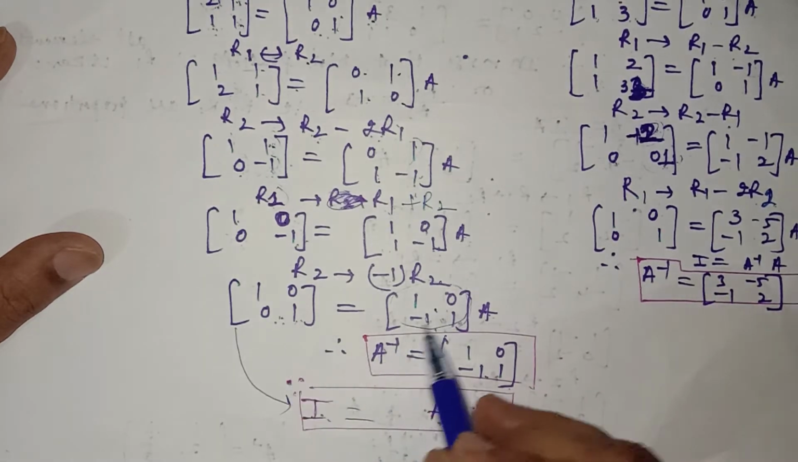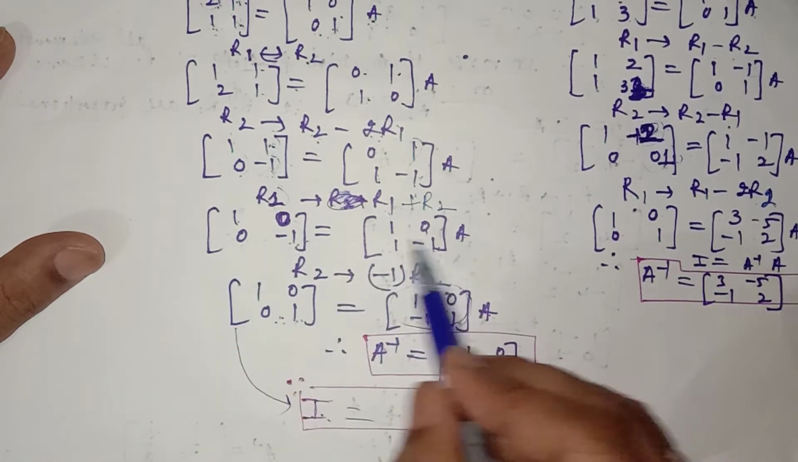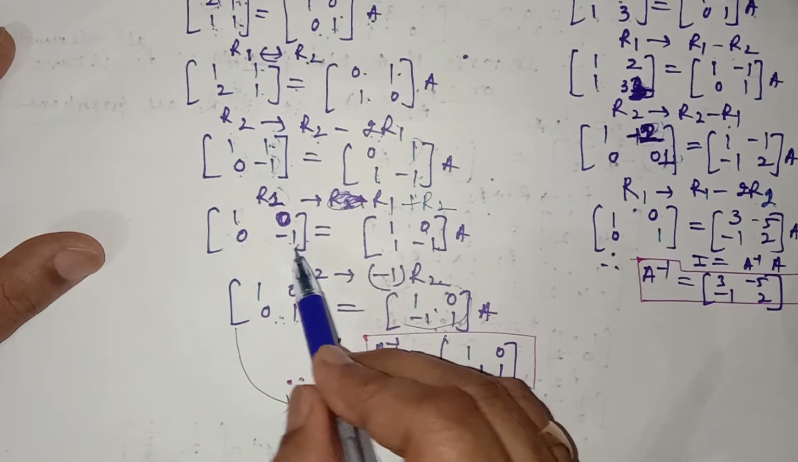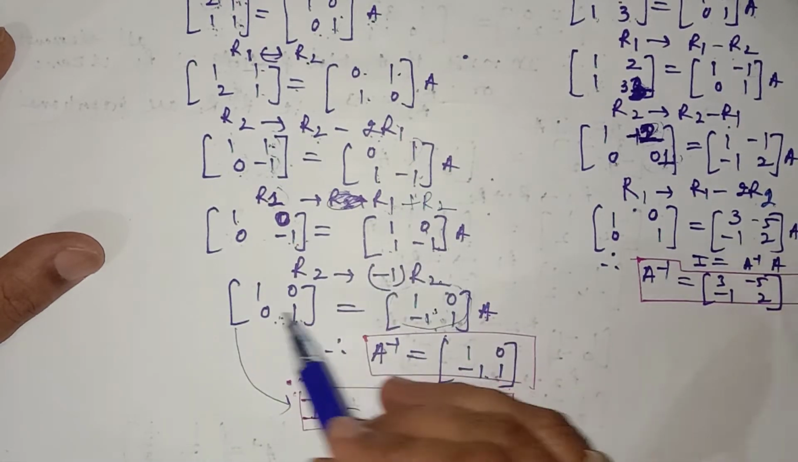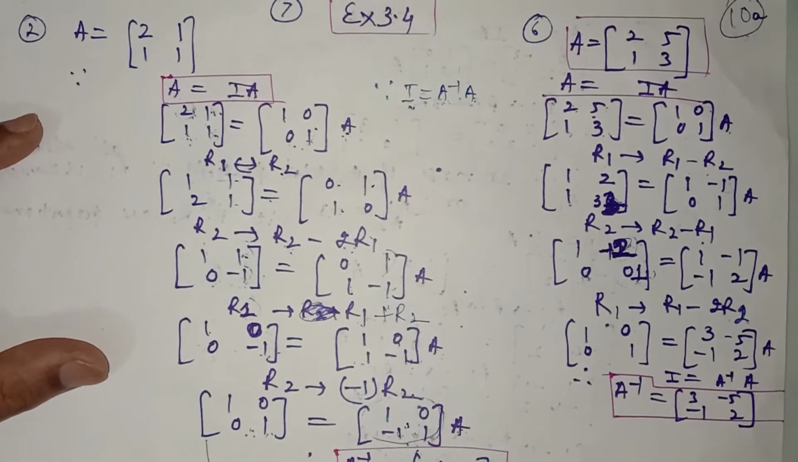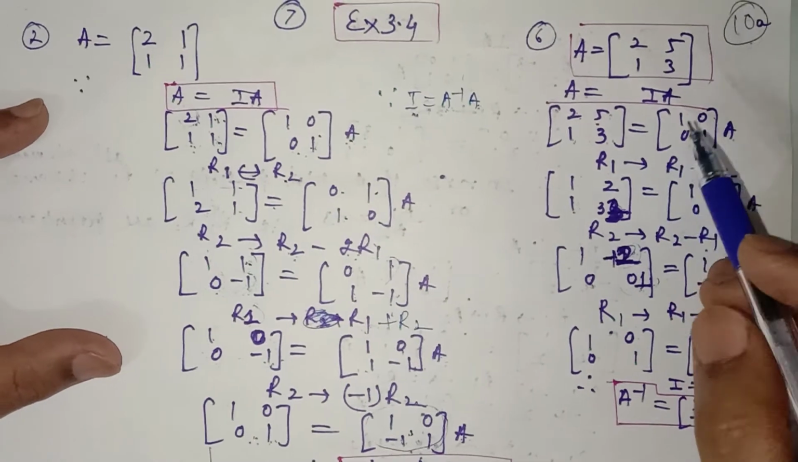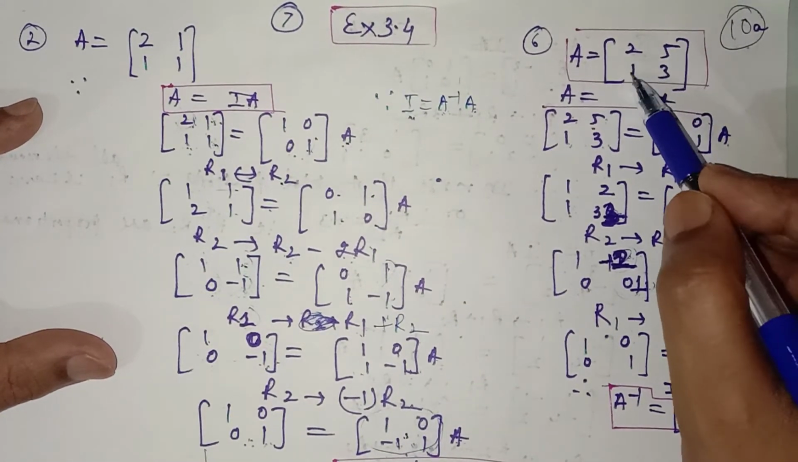So A inverse will be equal to 1 0 minus 1 0. So because we have minus 1 here, you can multiply the second row by minus 1, you will get 0 1 minus 1 1, and this will be A inverse because A inverse into A is equal to I. So this is the proper way to find the inverse of the given matrix by elementary transformation method. Similarly, we have 2 5 1 3, so let it equal to A.